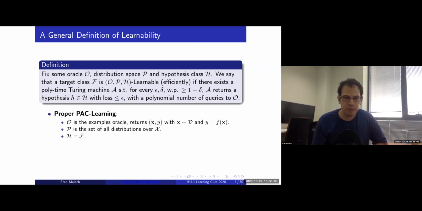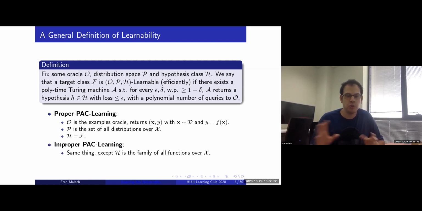So maybe the most famous form of this learning and learnability is the PAC learning setting, where the oracle is simply the examples oracle. So every query to the oracle is just: sample an example from the distribution D, and give me the label with the function that you chose. And usually we take the set of distributions to be all the distributions. So the oracle can choose whatever distribution over examples that he would like.